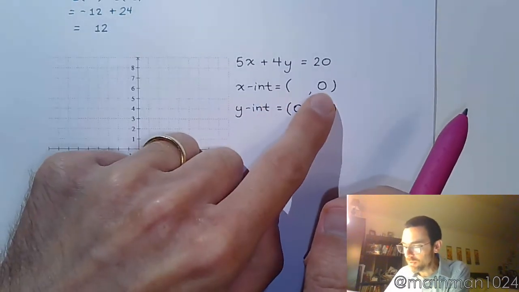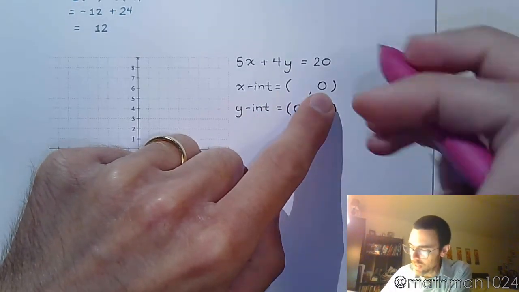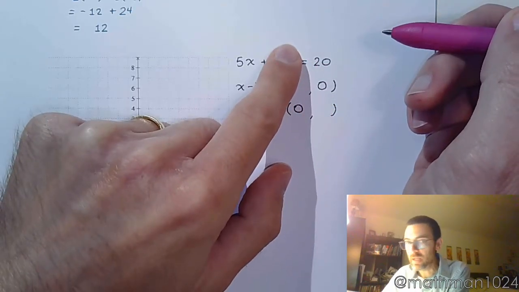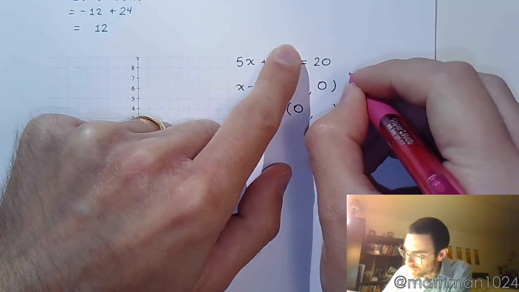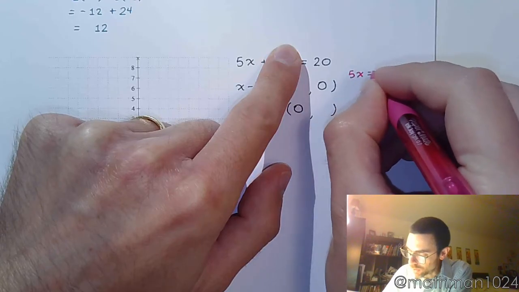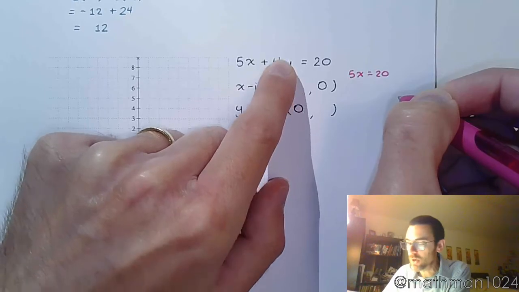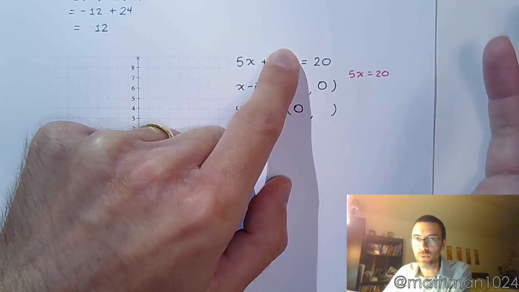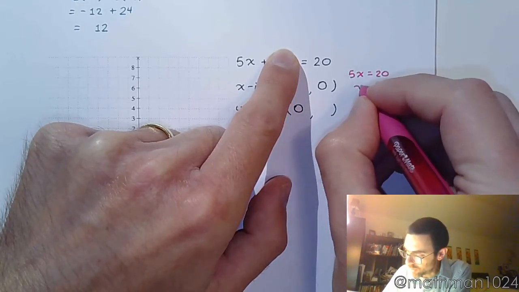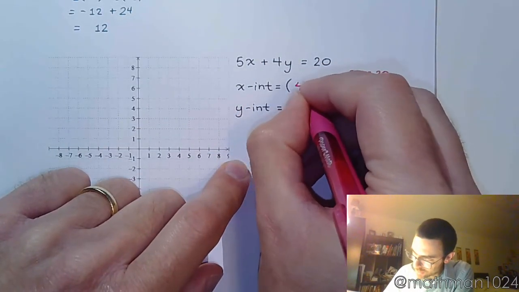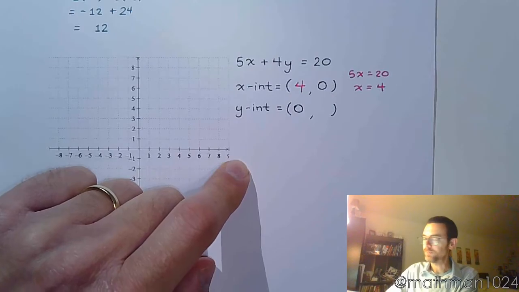So here, if y is 0, that means 4 times 0, and that's 0, so that guy goes away. And you're left with the equation to solve, which is 5x equals 20. So when y is 0, this guy becomes 0, he's gone, 5x equals 20. Which, when you solve for x, x equals positive 4. So that's how we can complete the ordered pair.